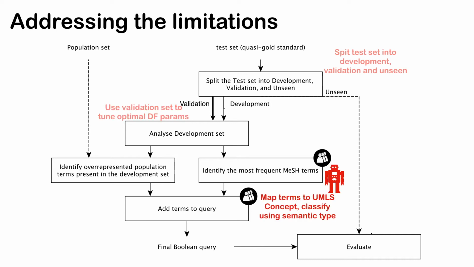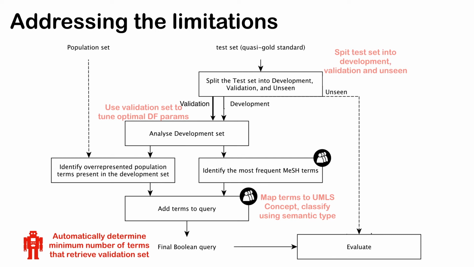Then, to add terms to the query, we can automatically map these terms into UMLS concepts to classify them using their semantic type. We do this using MetaMap. UMLS is an umbrella ontology, which includes many other medical ontologies, for example MESH, SNOMED, among others.